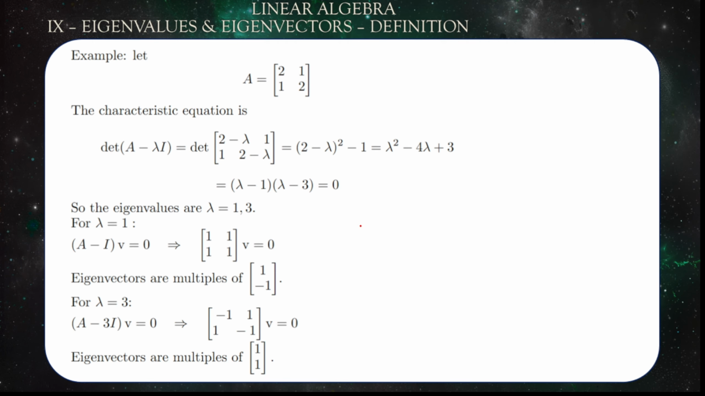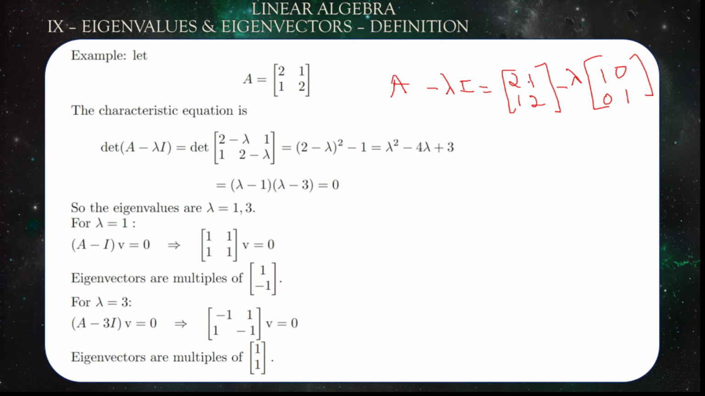So, A minus lambda I is given by matrix A, which is [2, 1; 1, 2], minus lambda, the scaling factor, multiplied by the identity matrix having the same size as A, which is 2 by 2, 2 rows and 2 columns, which is [1, 0; 0, 1].